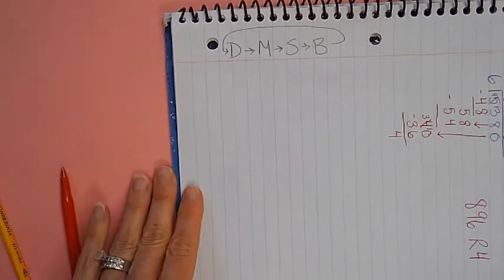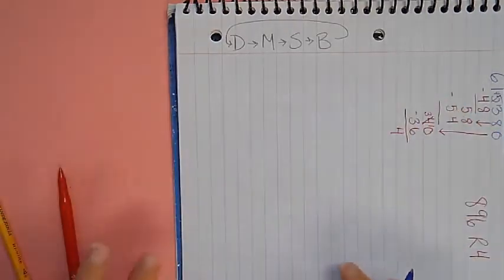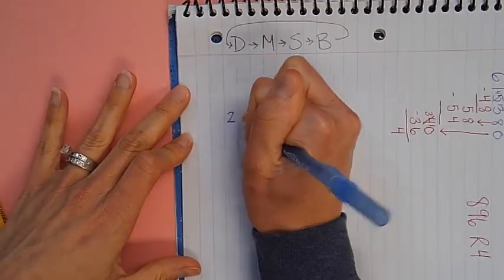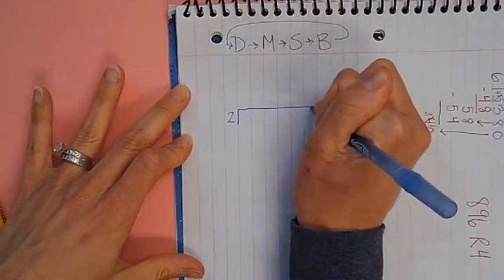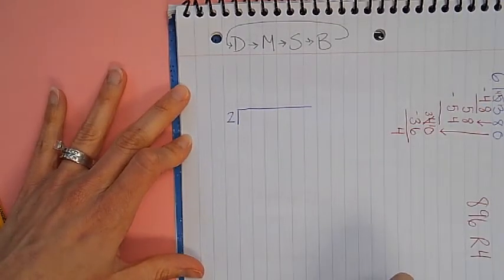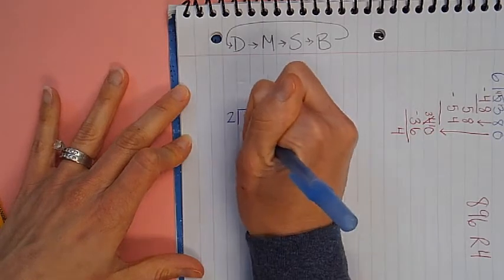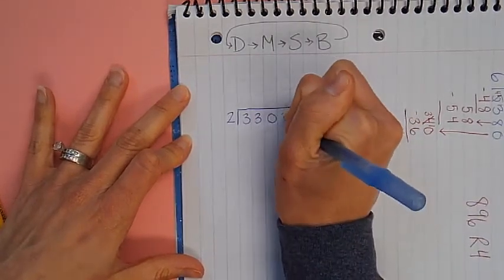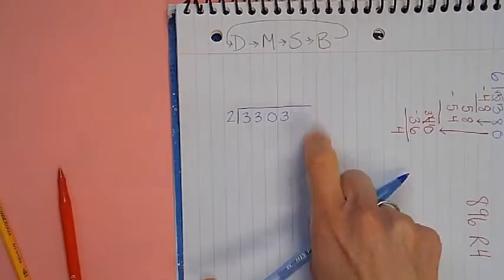All right, I'm going to do another problem. I'm going to actually turn my paper the other direction so that you can see how this would look if I wanted to put each digit into one of the columns on the binder paper. So I'm going to divide 2 into 3,303. My division bar is a little long, sorry.